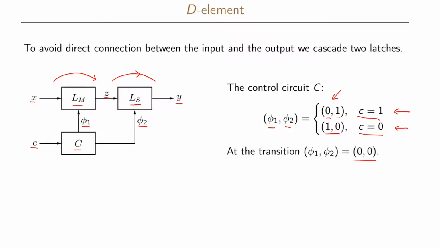We can realize this with a Moore graph, using the fact that we denote the state as phi1, phi2. So this is our state, and since we have a Moore graph, this will also be our output. The input to this state transition graph will be our control signal C. Note that C is the control signal to our control unit, while phi1 and phi2 are the control signals to the two latches. So let us make our state transition graph.